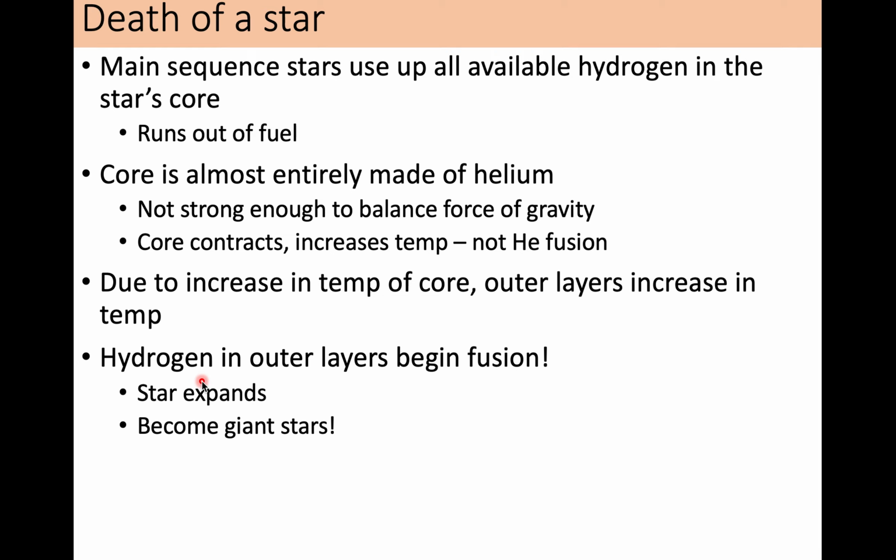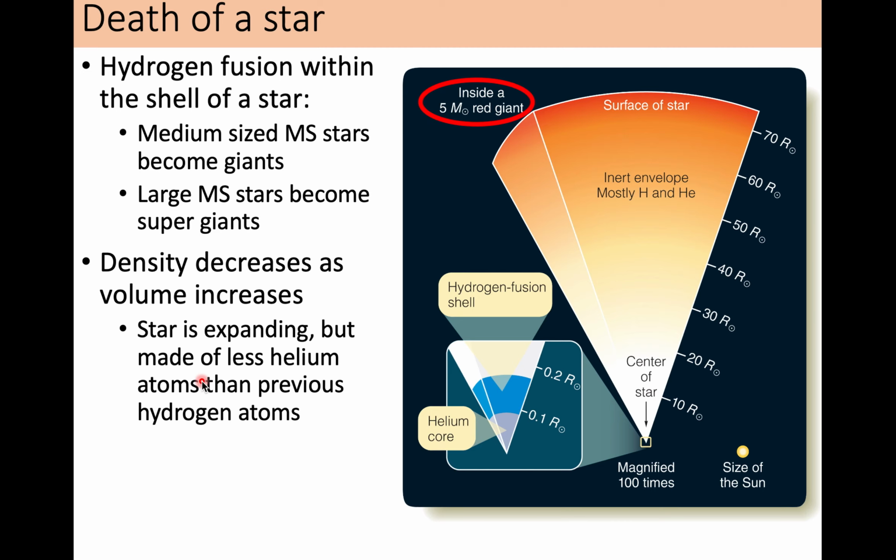As this fusion occurs in the outer layers of the star, the star expands rather rapidly and becomes a giant star. When that fusion is happening in the shell of a star, which is what we call not the core, the stars are going to get much larger. If you have a medium-sized main sequence star, it'll expand up to a giant size. The larger main sequence stars will expand to become supergiants.